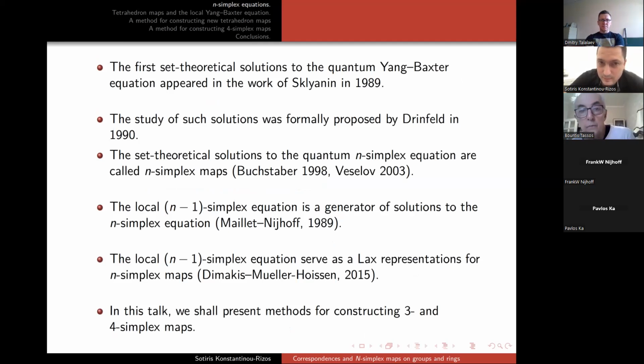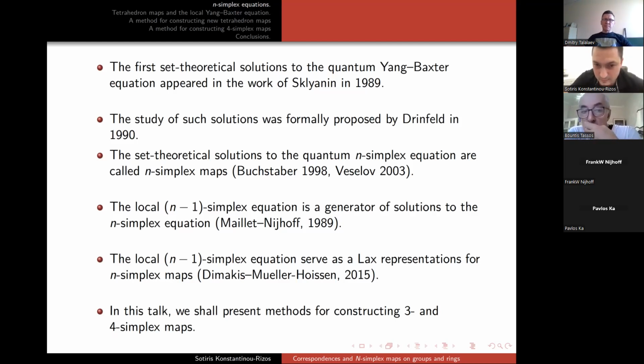And the first such solutions appeared in a work of Kashaev in 1989. However, formally, the study of set theoretical solutions to the n-simplex equations, in the case of the Yang-Baxter equation, the 2 simplex, was proposed by Drinfeld in 1990. The term n-simplex map was used first by Buchstaber in the study of solutions to the Yang-Baxter equation in an arbitrary topological space, and then it was formally proposed by Veselov in 2003.